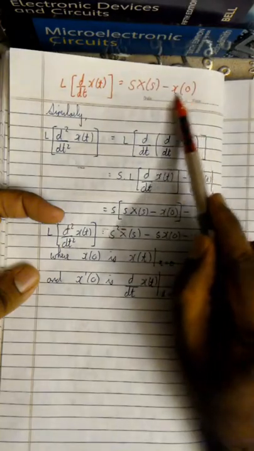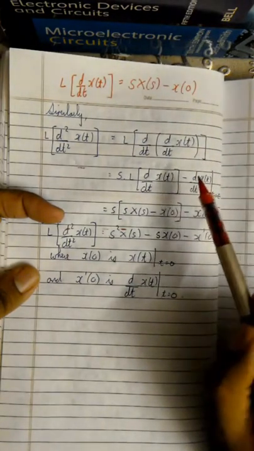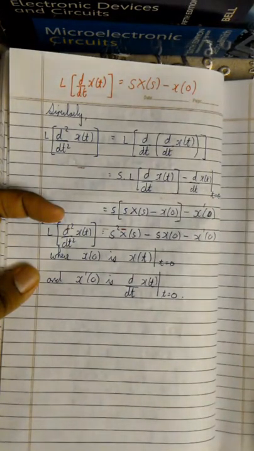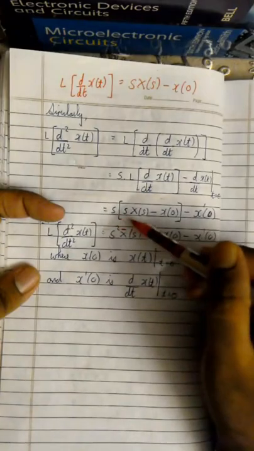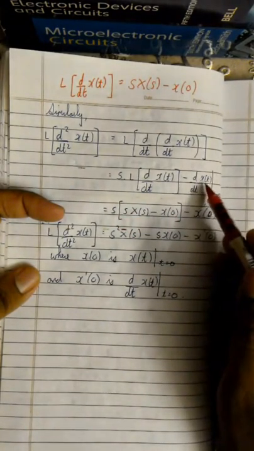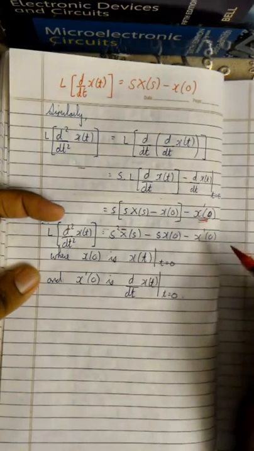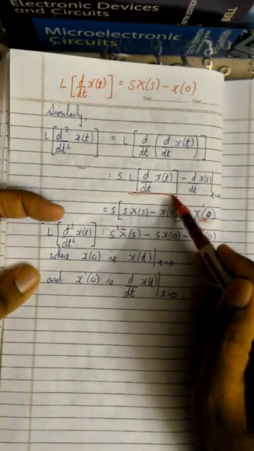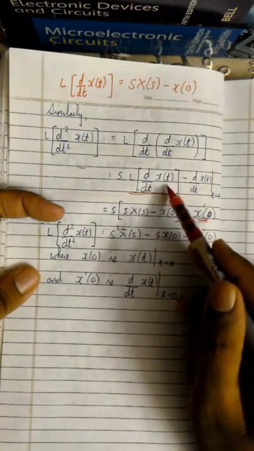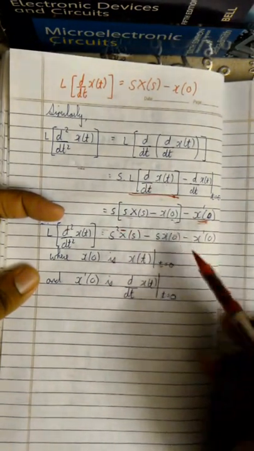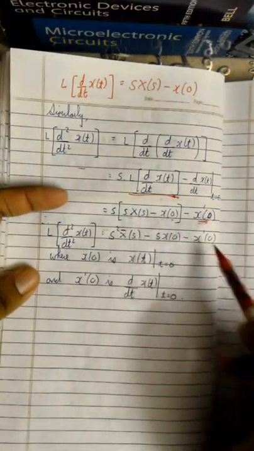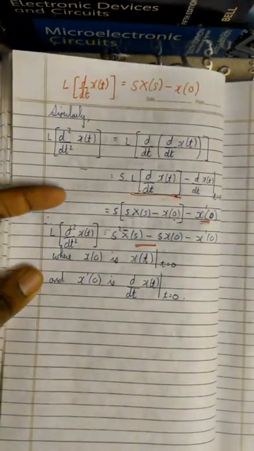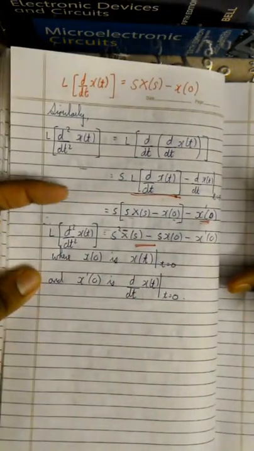Now I'm going to replace this with the value of d by dt of x of t at time t is equal to 0. So this is s into, now this term is represented as x dash of 0, and the Laplace of this we have already discovered. Laplace of d by dt of x of t is nothing but s into X of s minus x of 0. Multiplying the s inside, I will get this equation: s square into X of s minus s x of 0 minus x dash of 0.